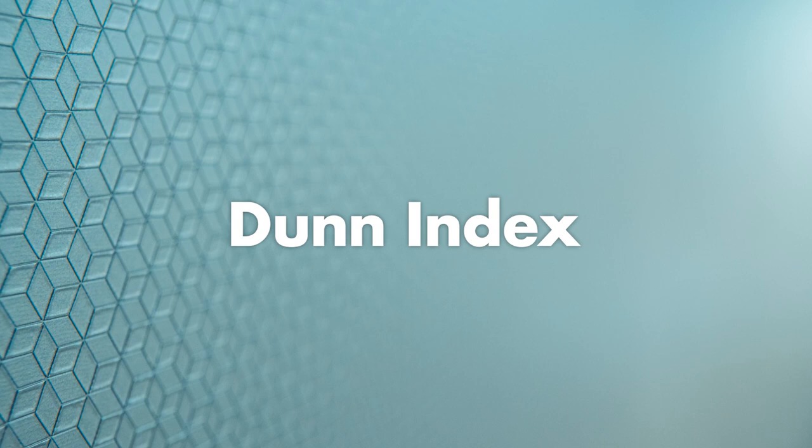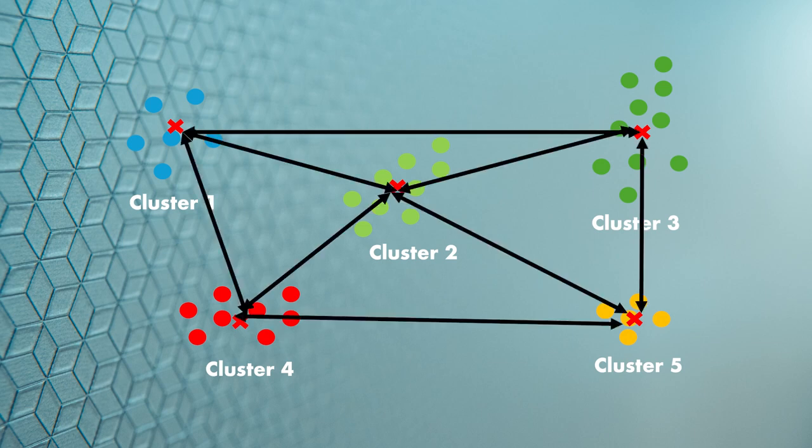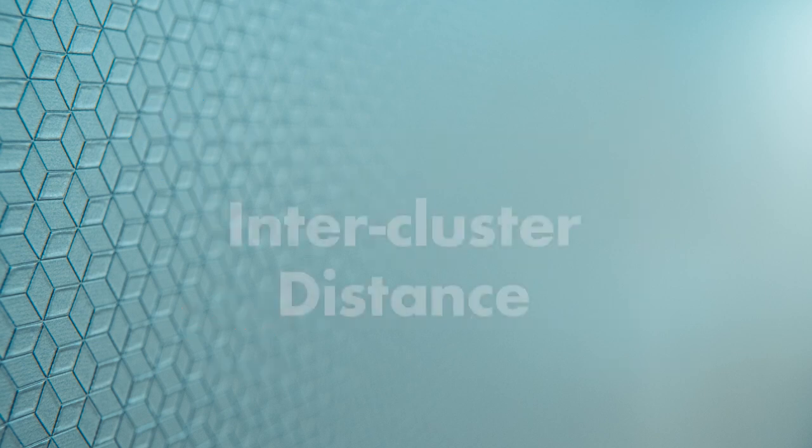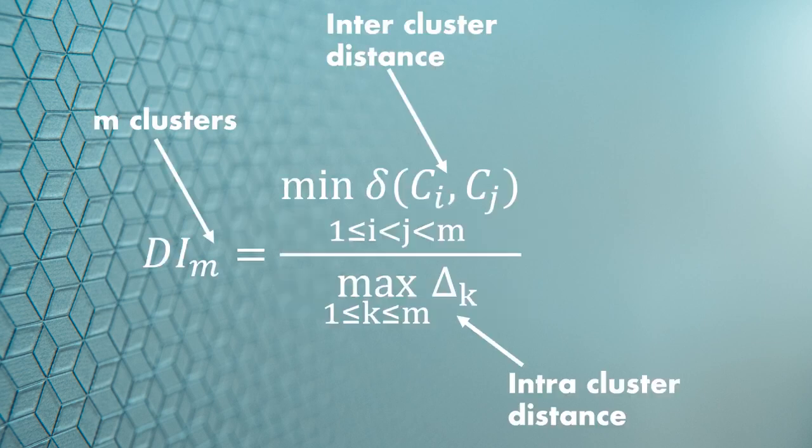This is where the Dunn index comes into action. Along with the distance between the centroid and the data points, the Dunn index also considers the distance between the clusters. This distance between the centroids of different clusters is known as the inter-cluster distance. Let's look at the formula of the Dunn index. The Dunn index is the ratio of the minimum of inter-cluster distances and the maximum of intra-cluster distances.